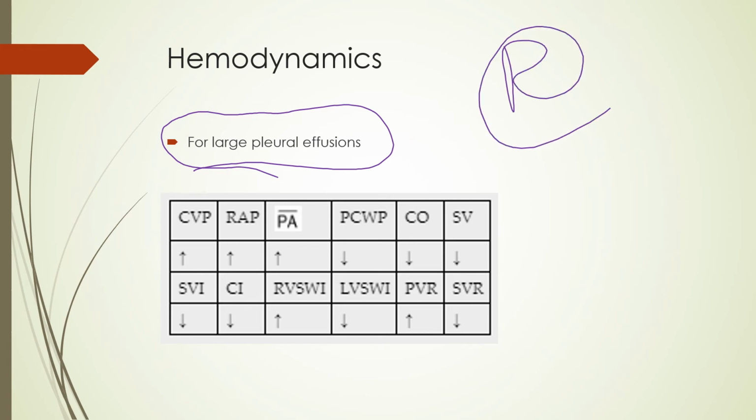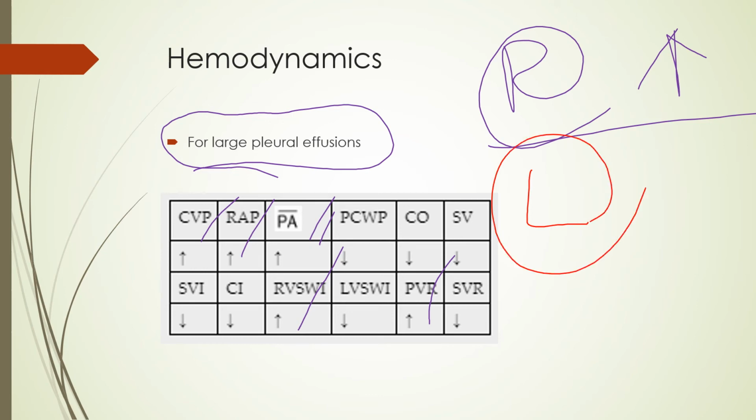So let's look at right-sided heart pressures. First, CVP, right atrial pressure, mean pulmonary artery pressure, pulmonary vascular resistance, and right ventricular stroke work index. All of these, of course, are increased. So we have a lot of pressure on the right side of the heart going on. That's why anybody with pulmonary issues might have right axis deviation on their EKG, as well as a higher propensity towards right-sided heart failure.